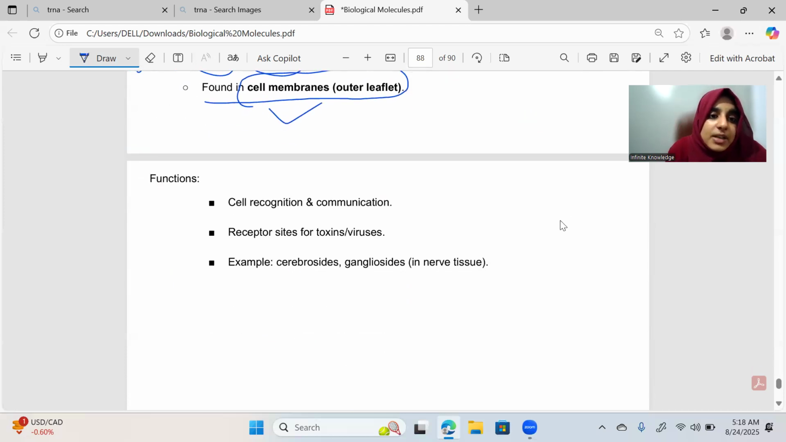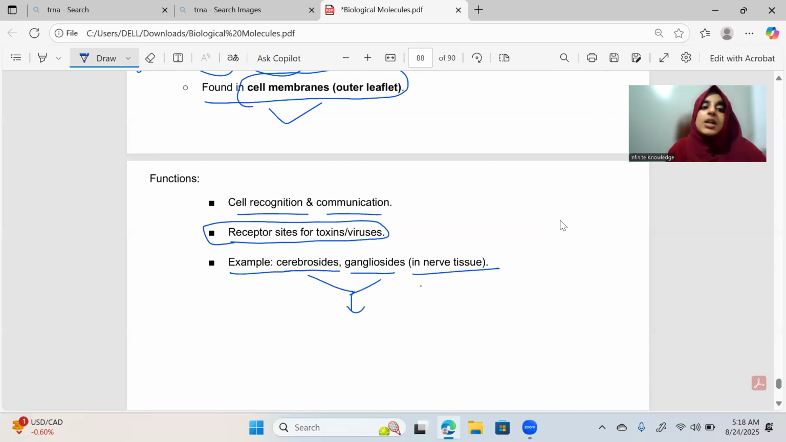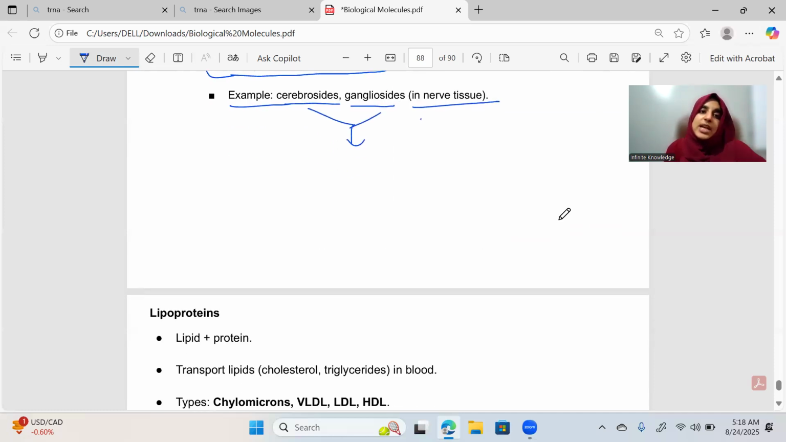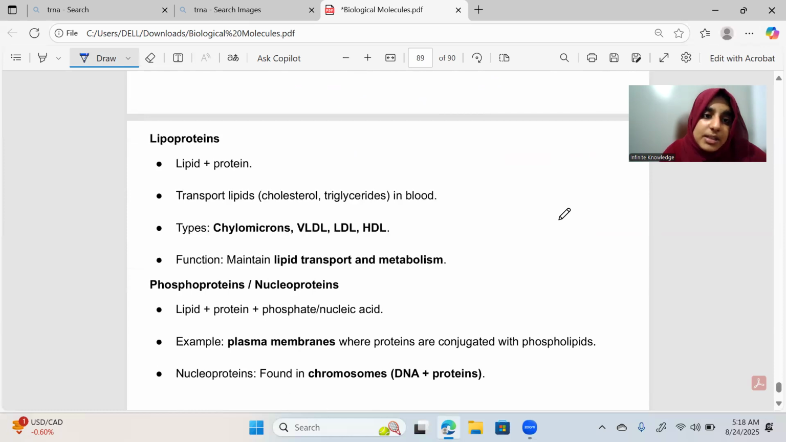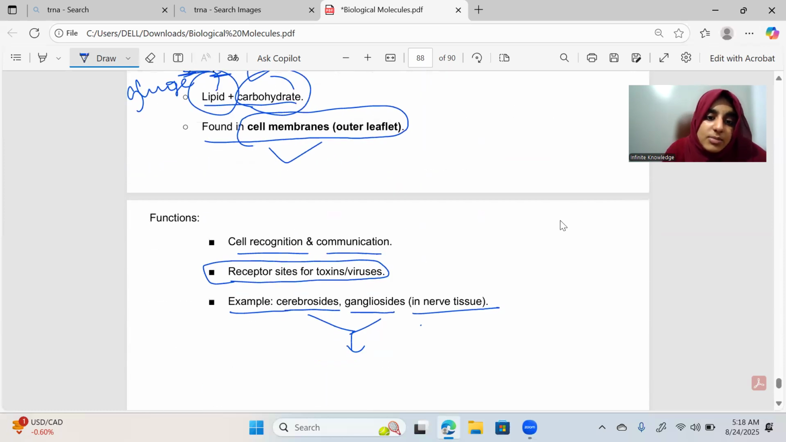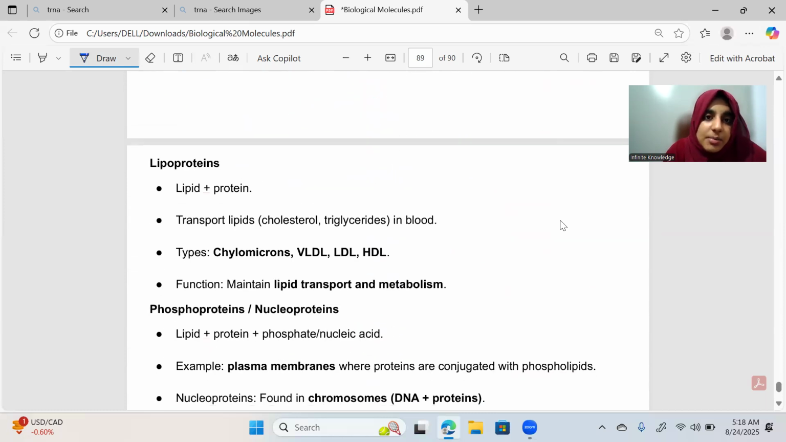The function of it is cell recognition and cell communication, and receptor sites for toxins and viruses. Examples are cerebrosides and gangliosides, which are present in the nerve tissue. These are present in the cell membrane of the nerve tissue. You need to remember these. Cerebro from what? From the cerebral hemisphere, and ganglio from what? From the ganglions. Ganglions are present in the nervous system. So this is how you can remember this.